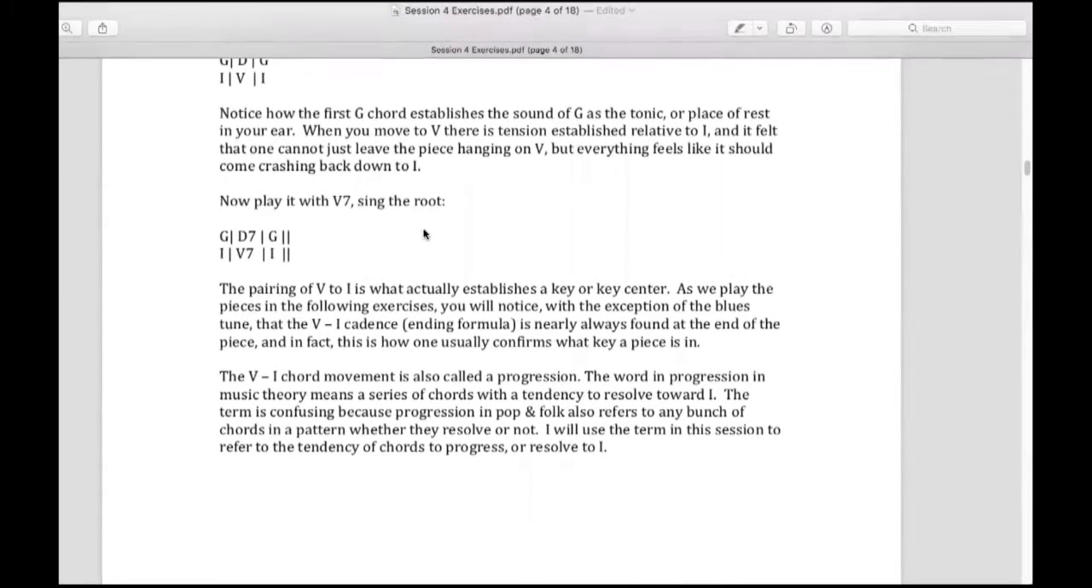now let's play it with the 5/7. So here we add a C to the D chord. So D, F sharp, A, C, so that's your D7. Okay, so here it is again. Here's your 1, 5, 1. So let's play G, D7, G. Ready? G, D7, G. Again, G, D7, G.